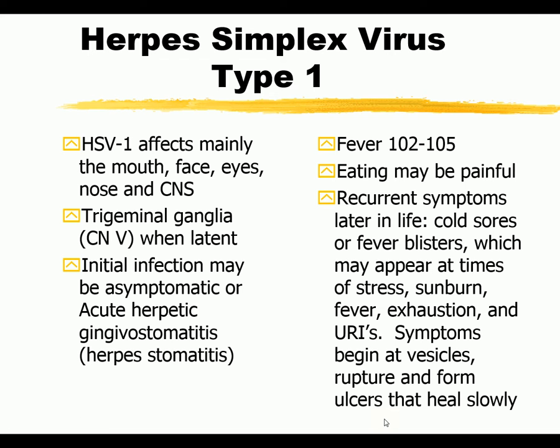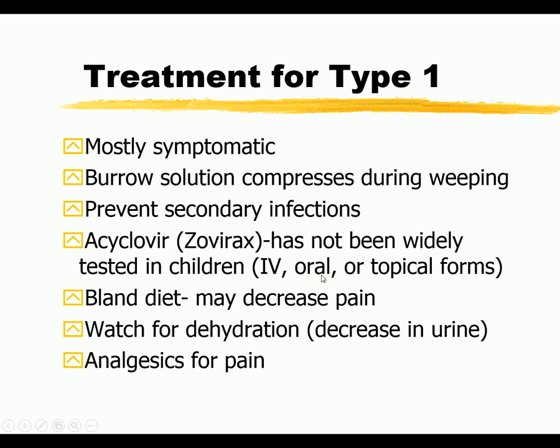You can apply topical anesthetics before eating. Drinking through a straw tends to help, and using very soft toothbrushes during that time of inflammation. Now, treatment for type 1 is mostly symptomatic because this is a virus. You can give what's called Burow's solution compresses. These are aluminum acetate bases that are applied during the weeping stages, and what those do is help maintain the acidity and provide a protective layer over the skin so that it soothes it and decreases the irritation and the inflammation.